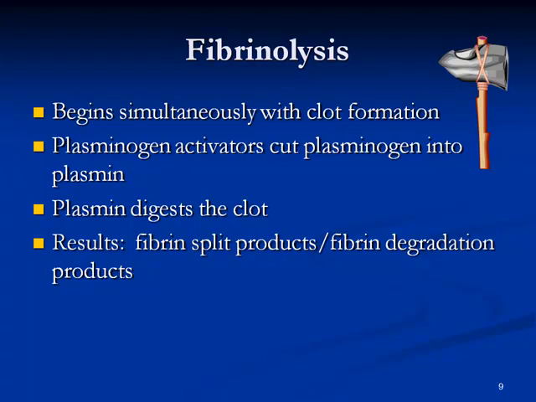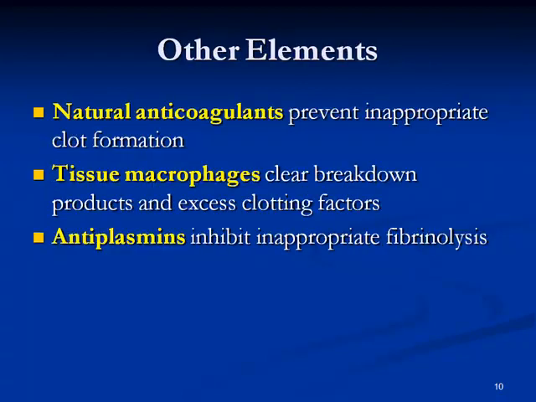Now, plasminogen activators cleave or cut plasminogen into plasmin, and plasmin is a substance that digests clots. So when that happens, we get fibrin split products or fibrin degradation products. These are things that we can actually measure in the bloodstream, and it tells us that clotting has been happening. We also have natural anticoagulants in us. So we can give people Coumadin or heparin, but people have anticoagulants in them all the time as well. Macrophages help break down clots, and they clear up debris at the area and move it out of the way.